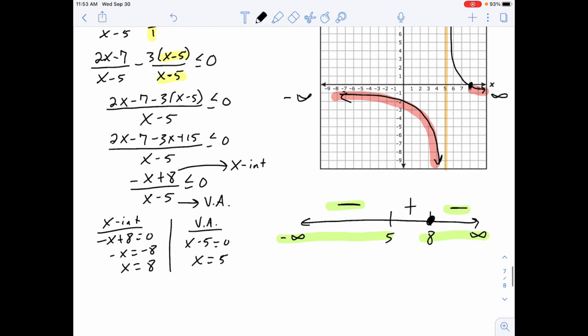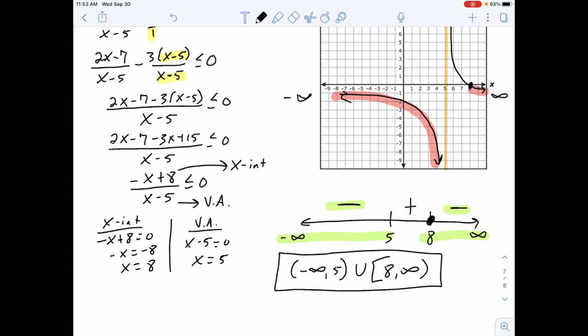So the actual answer for this would be parentheses negative infinity all the way to 5. Parentheses, because you cannot include a vertical asymptote, it's undefined. So you will not have a bracket there, even though it is a less than or equal to. Union, bracket, 8 to infinity. Now we can have a bracket around the 8 because that is an x-intercept. That is a defined point, so that's okay. So this would be the final answer for that particular problem.